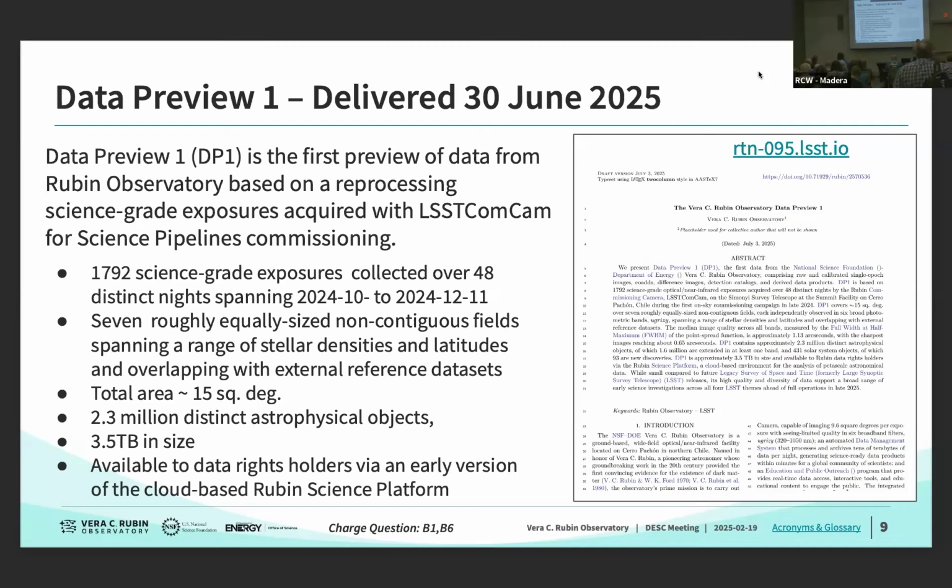The total release itself, images and catalogs, is about 3.5 terabytes in size, and it is available to data rights holders via an early version of the cloud-based Rubin Science Platform. If you go to data.lsst.cloud, you'll be able to access this if you're a data rights holder.